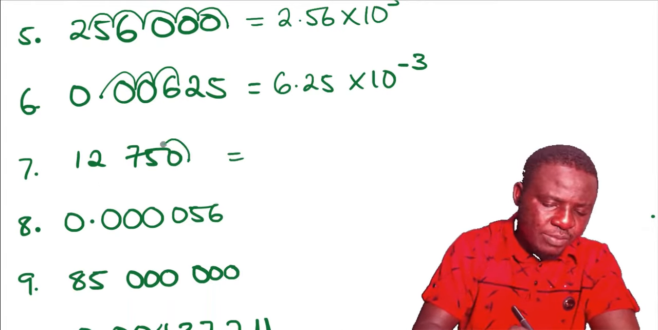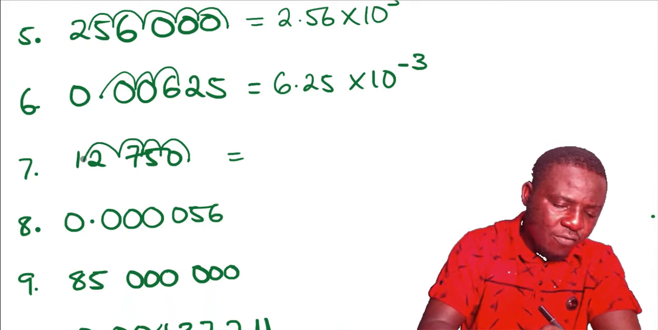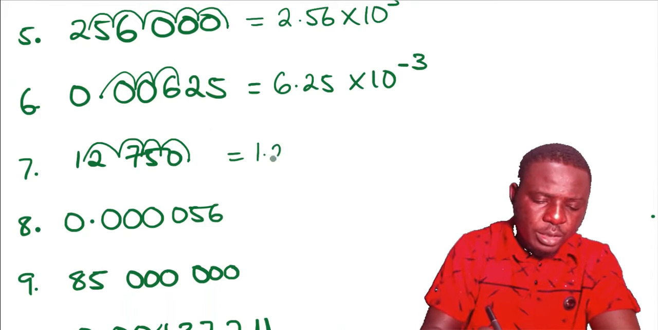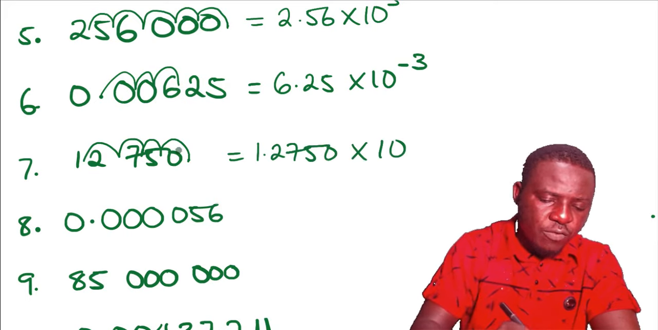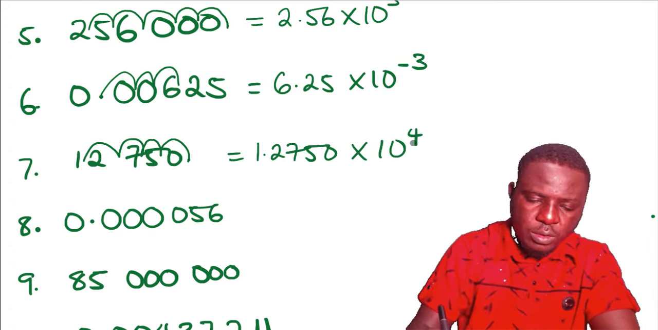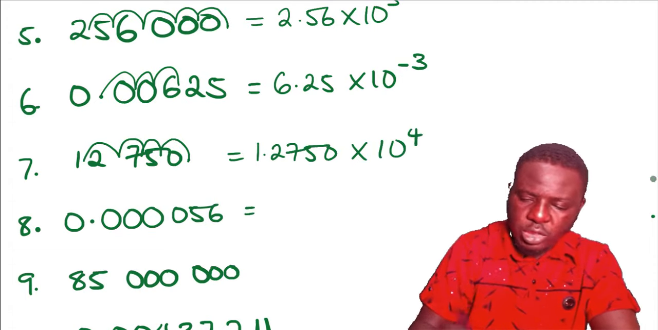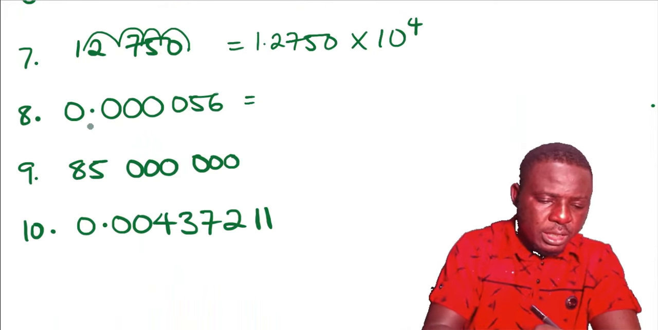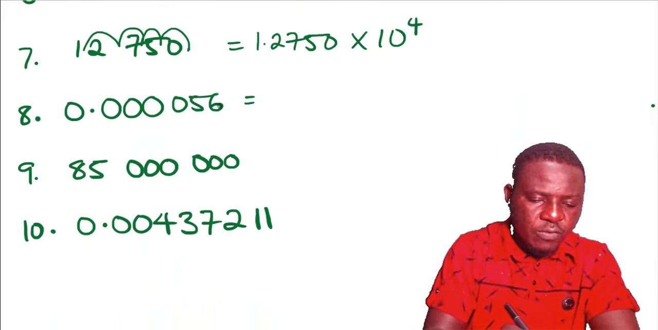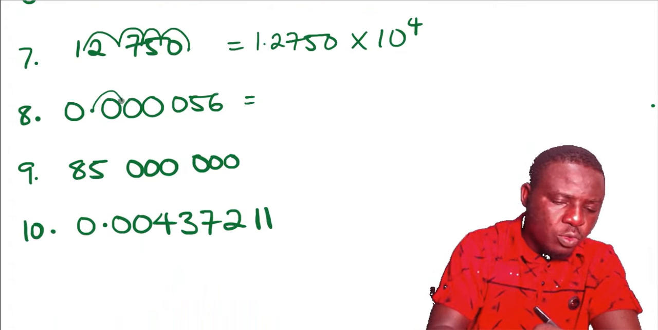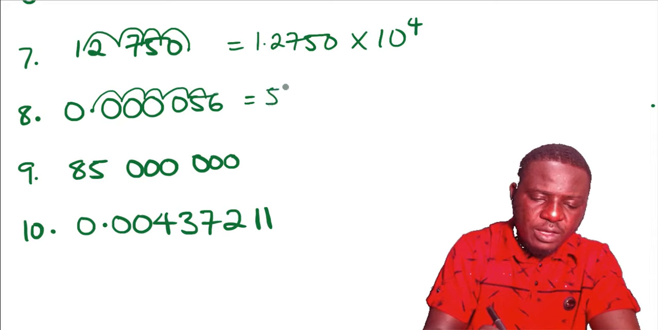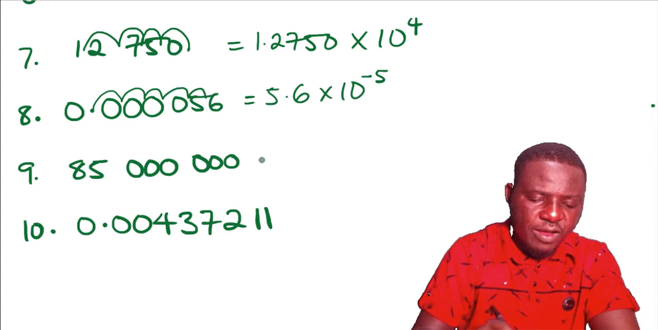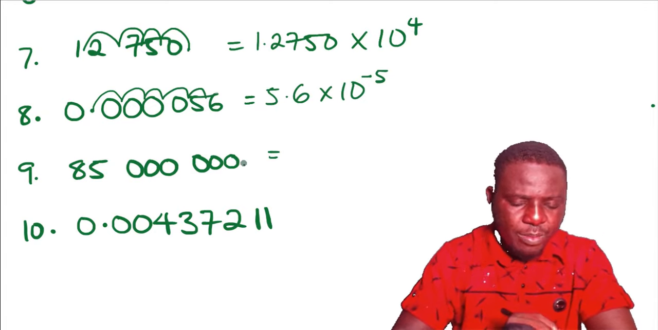12,750, you move the decimal point 1, 2, 3, 4, and this becomes 1.2750 times 10 raised to the power of 4, positive 4. Question 8 is 0.000056, and this becomes 1, 2, 3, 4, 5. So we have it to be 5.6 times 10 raised to the power of minus 5. And 85 million.